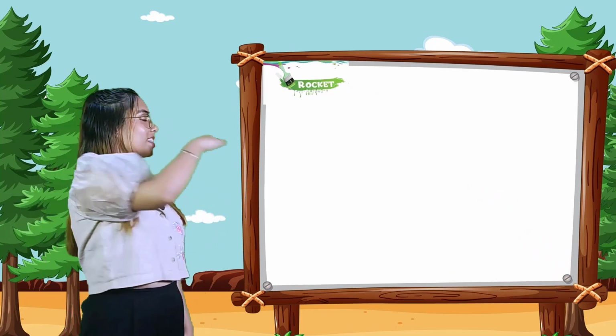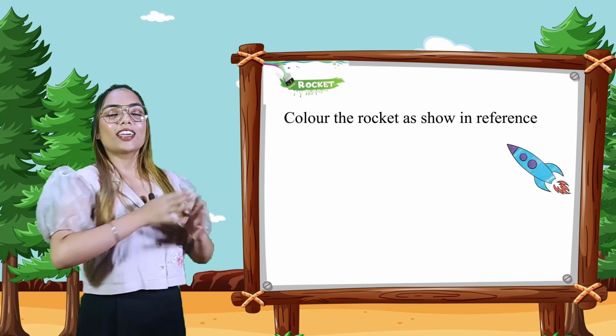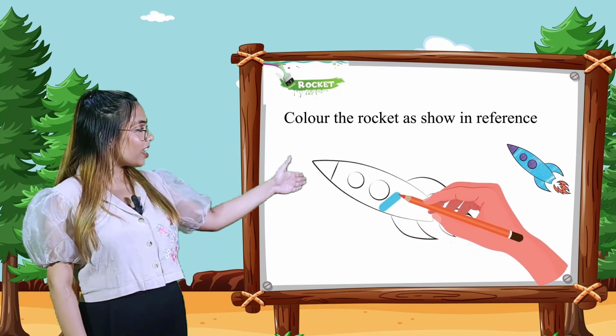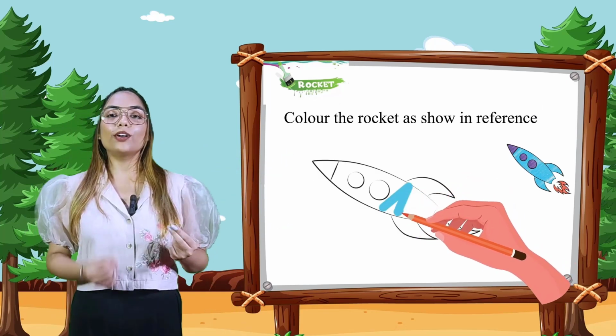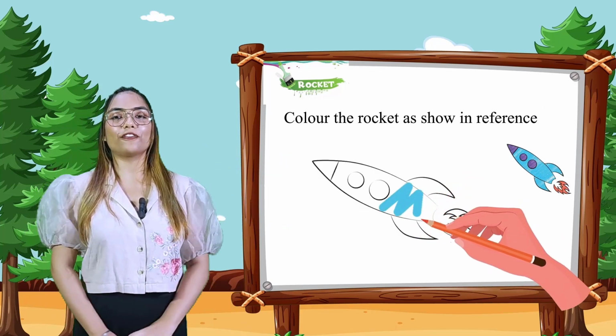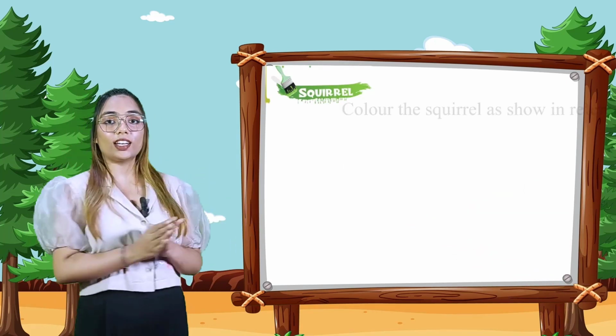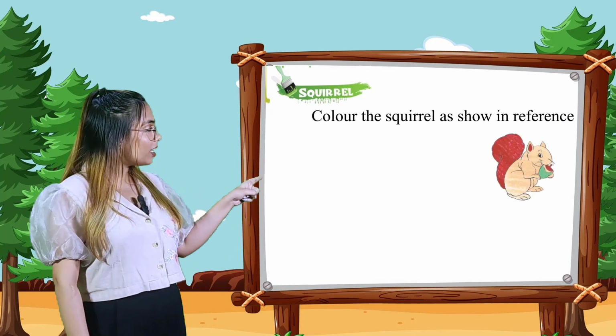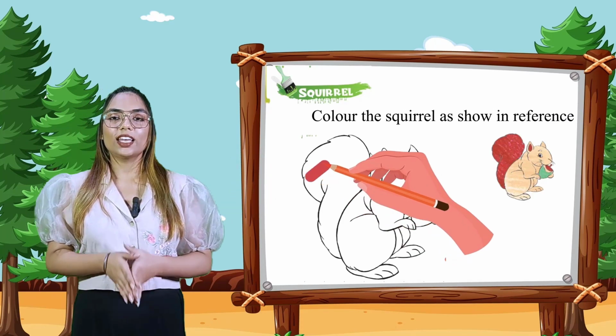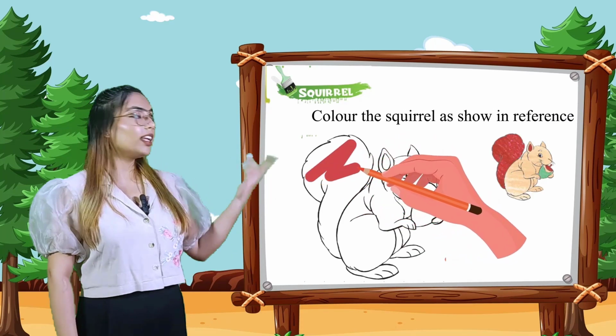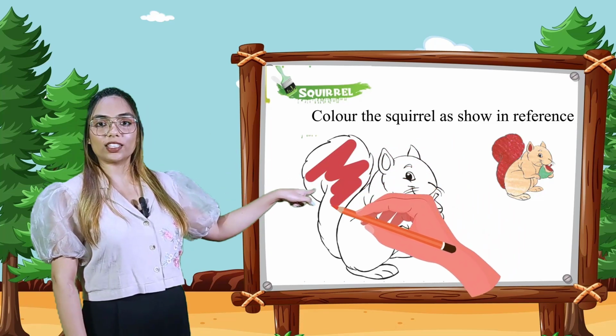Moving on to the next image is a rocket. Can you color this rocket as shown in the reference over here? So pick out your crayons and make this rocket fly. Moving on to the next image, over here we have another animal. Can you guess which animal is this? Yes, it is a squirrel. Color the squirrel as shown in the reference.